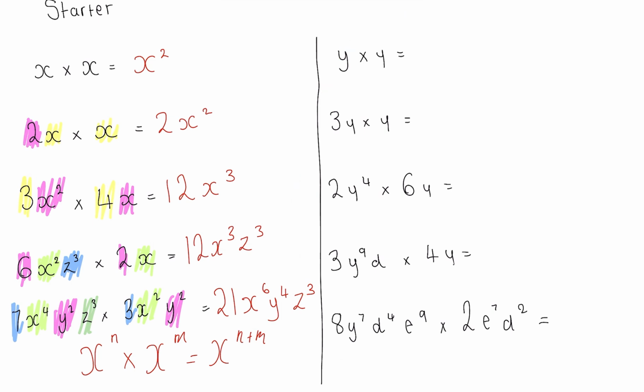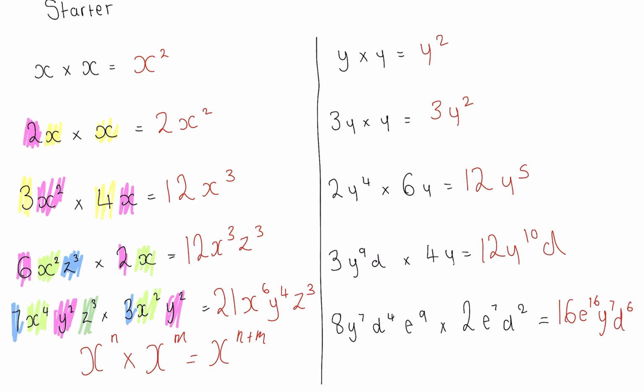Okay, so hopefully you've managed to have a go at those. So your answers should have been y to the power of 2, 3y to the power of 2, 12y to the power of 5. Then here you've got 12y to the power of 10d. And then for this last one, you're going to get 16 e to the power of 16, y to the power of 7, and then d to the power of 6.